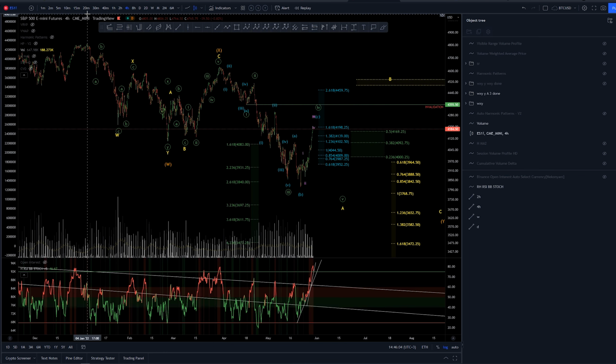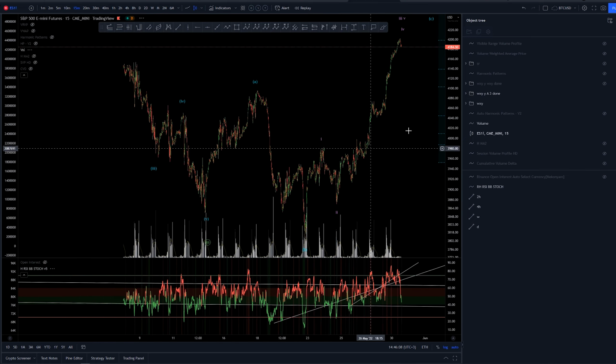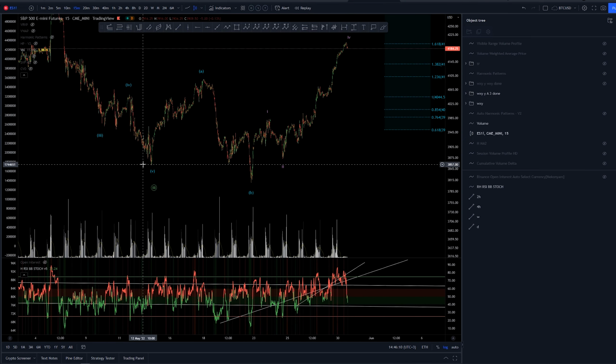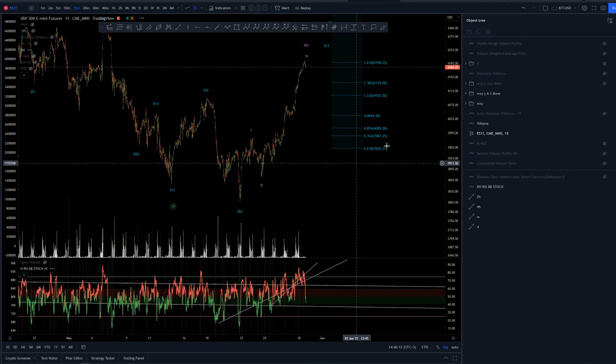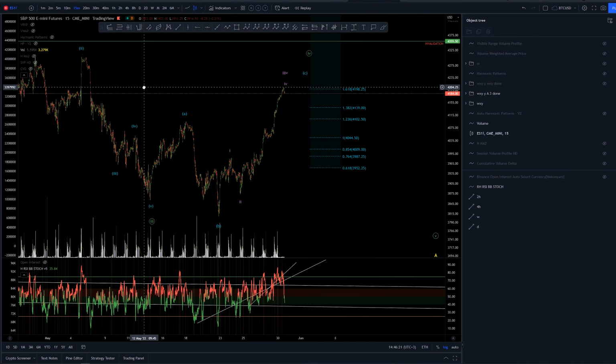On this count, let's take a look a bit closer what I got here. So I really do like the fact that we have this possible ABC coming up. It is getting really extended though, getting to that 1.618 here with the support and resistance line, and with the daily or 55-day EMA coming down right at the same area. So there is definitely some resistance here.